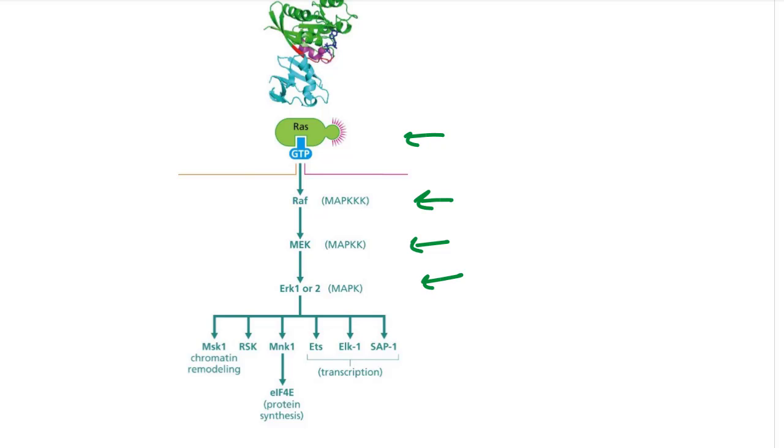For the MAP kinase module or pathway across many eukaryotic cells, the generic terms are: RAS activates MAP kinase kinase kinase, MAP kinase kinase kinase activates MAP kinase kinase, MAP kinase kinase will activate MAP kinase, and MAP kinase is the protein that goes on to phosphorylate different effector proteins. The RAF, MEK, ERK1 and 2 is what's seen in humans.